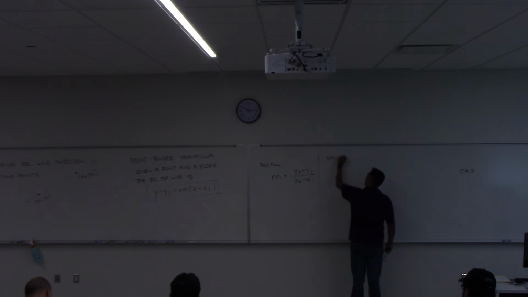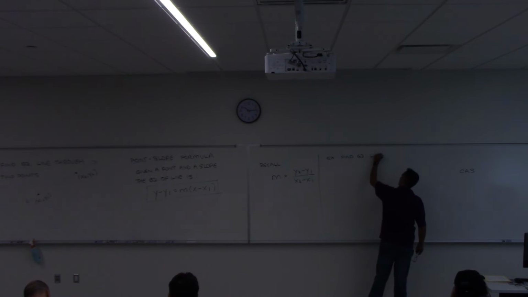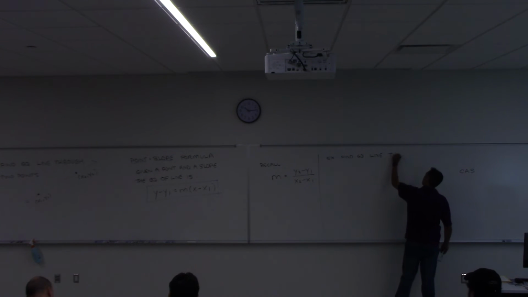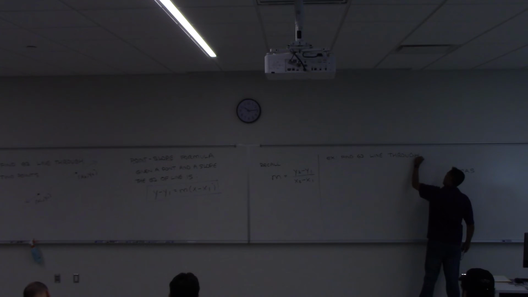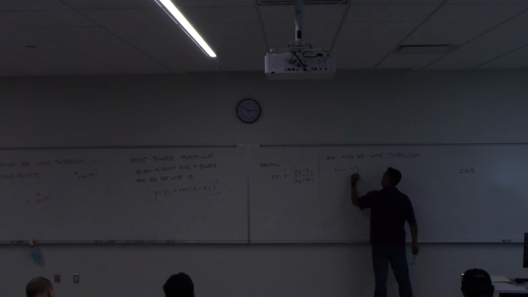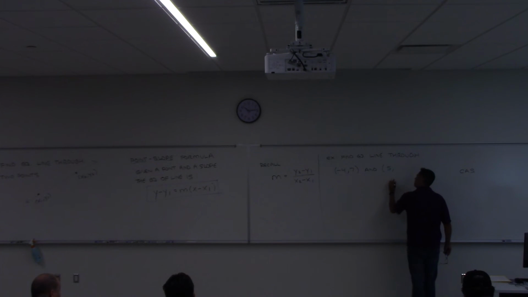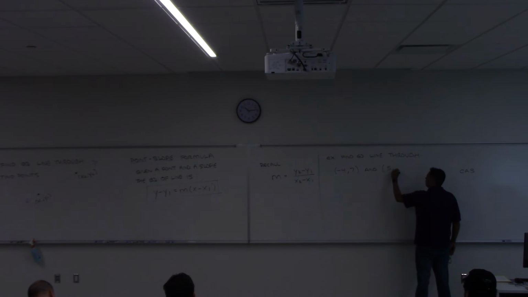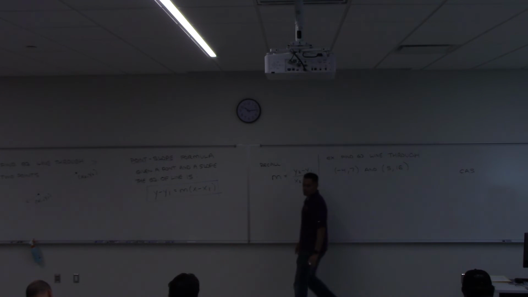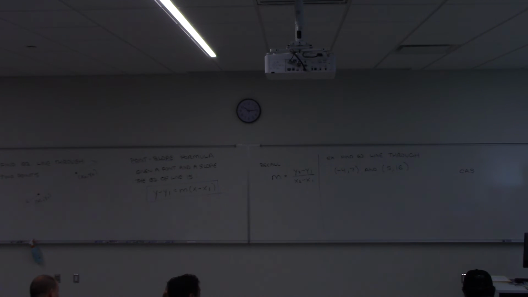Example: find the equation of a line through, let's go with this, (-4, 7) and (5, 16). I'm not going to even think about whether or not this is going to be nice. I'm just going to make it up and see what happens. So I have 2 points there, yes?